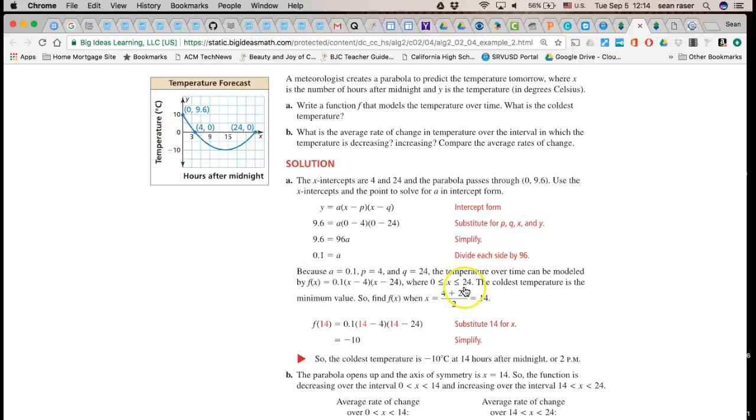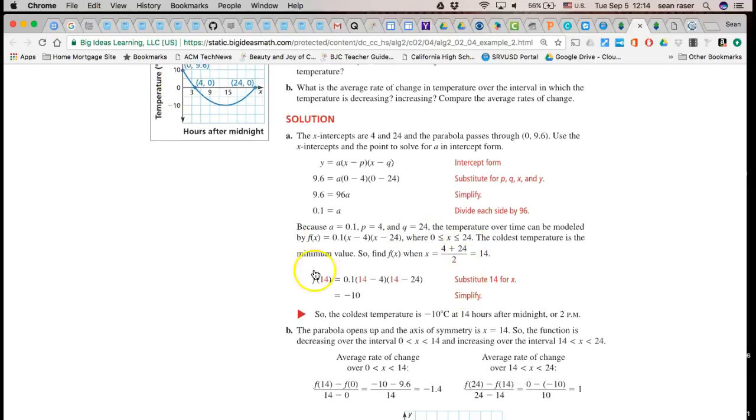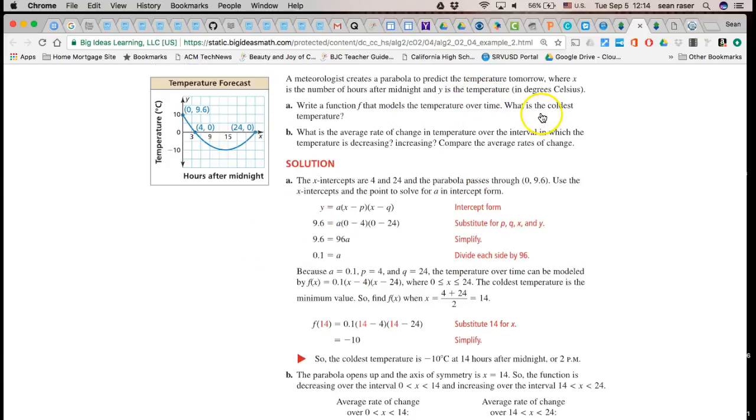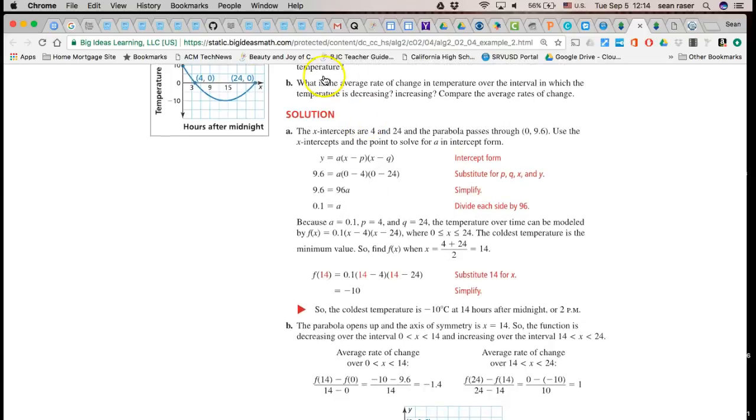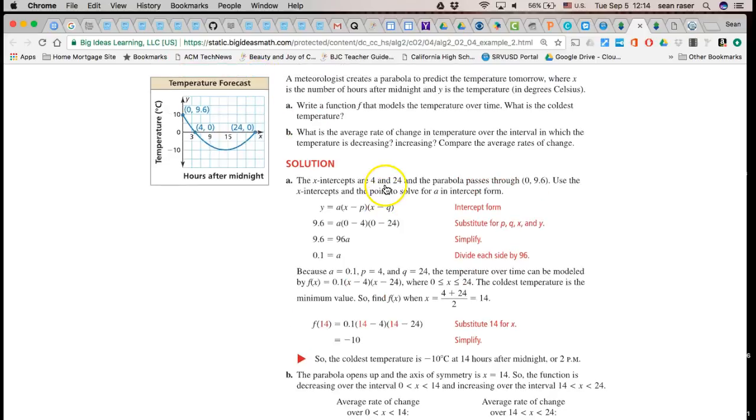I want to know how that would change your equation right here. So how would your equation change, and what would the coldest temperature be? So write your new equation and the coldest temperature, and I want to know what the rate of change is for the intervals in which it's decreasing and increasing again. So I basically want you to redo this problem, except you're going to have a y-intercept of 0 and 4.8 instead of 0 and 9.6.